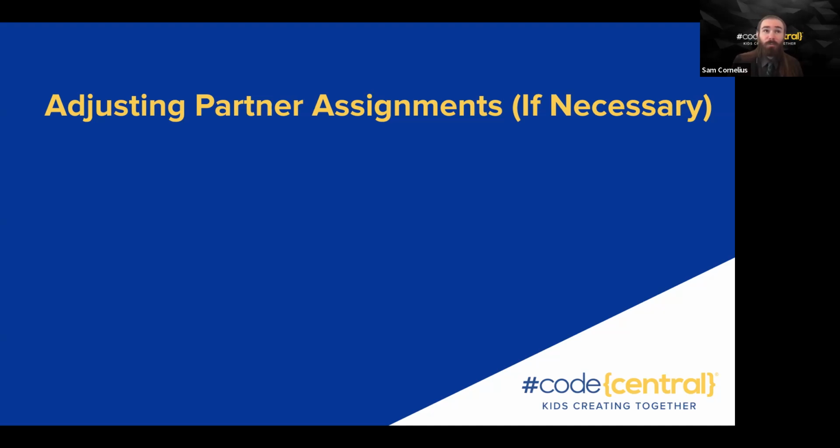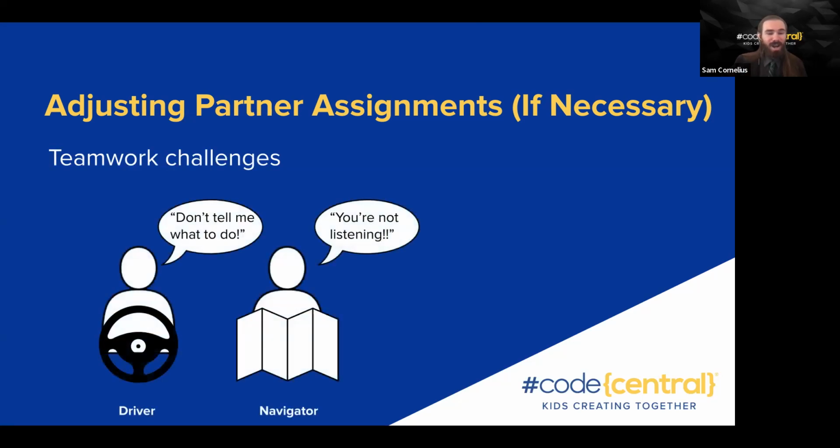So here are some warning signs to look out for that this is a good time for you to potentially adjust your partner assignments. First one is teamwork challenges. Teamwork challenges is where your students are just not meshing together and they are kind of butting heads a little bit more than you would like, where they're not interacting as well. When this happens, this is probably a good sign to separate those students and give them different partners based on why you think that those students were not interacting well.